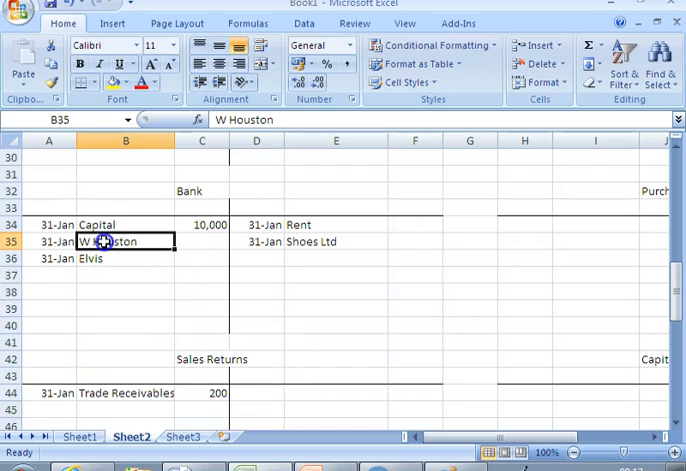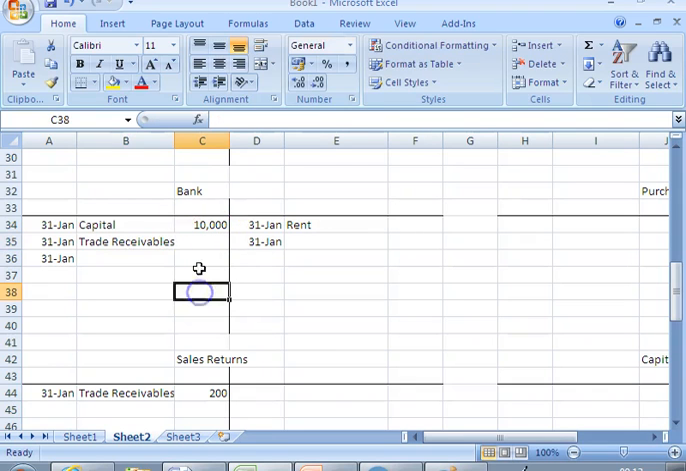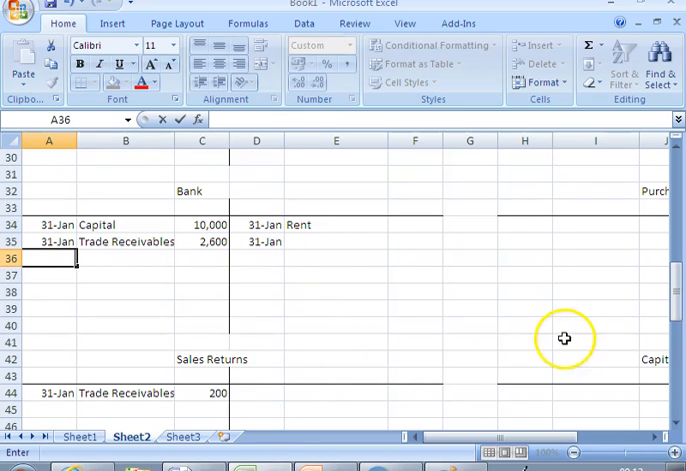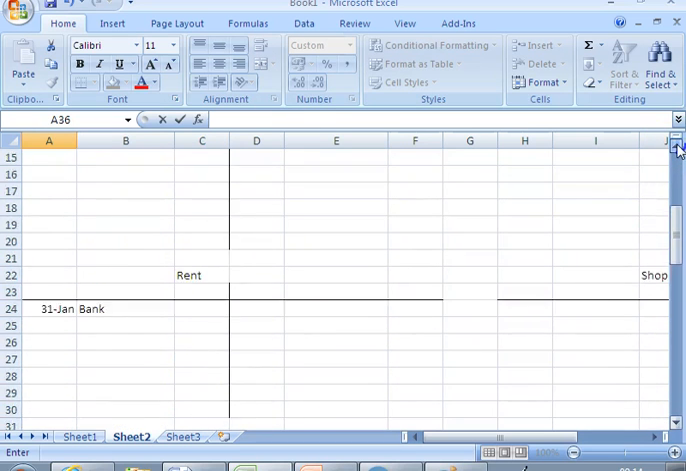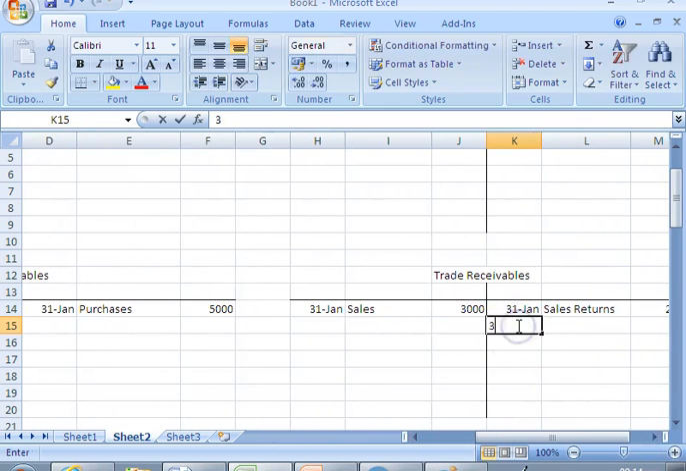Actually no, in my rush I've made a mistake here. We don't write their individual names. Let's just delete that. We just write trade receivables, because we are interested just in totals. 2,600. Then of course we go to trade receivables and we put that in. 31 Jan, bank, 2,600.